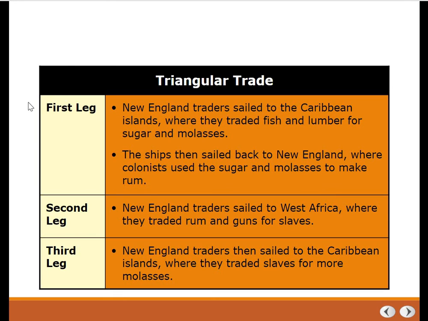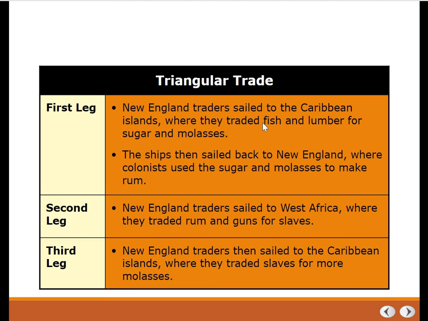So the first leg, New England traders would sail to the Caribbean, where they traded fish and lumber for sugar and molasses. They would return back to New England, where they would make rum. Then the New England traders would sail to West Africa, where they traded the rum and guns and other supplies for slaves. The New England traders then sailed to the Caribbean islands, where they traded slaves for more molasses, so they could make more rum to trade more people.